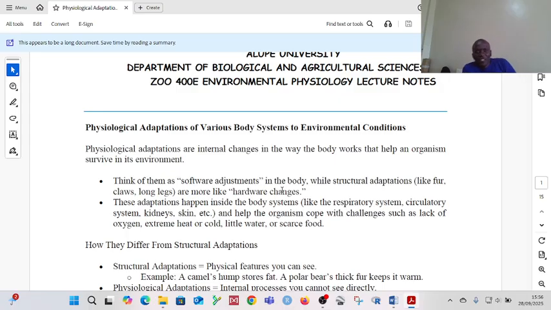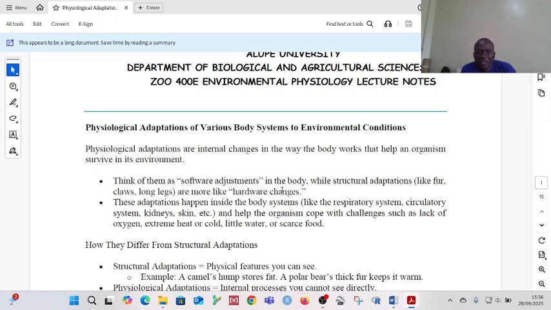So these adjustments, these changes are what we are terming physiological adaptations. And they are internal changes in the way the body works. And what these internal changes target is that they are occurring so that they can help the organism to survive in its current environment.